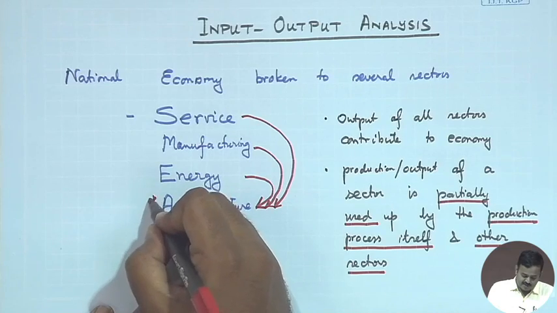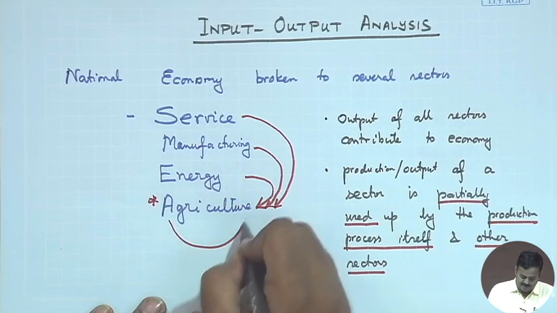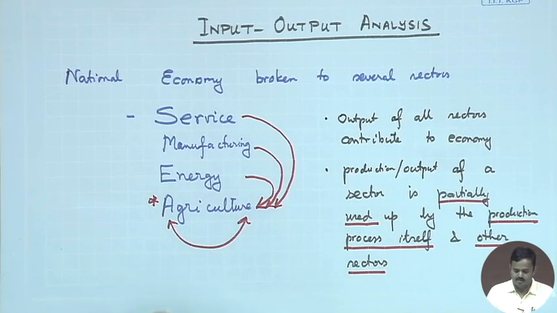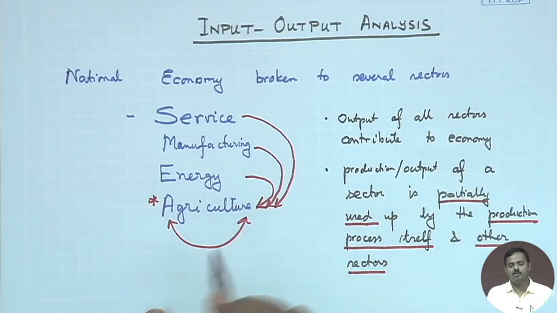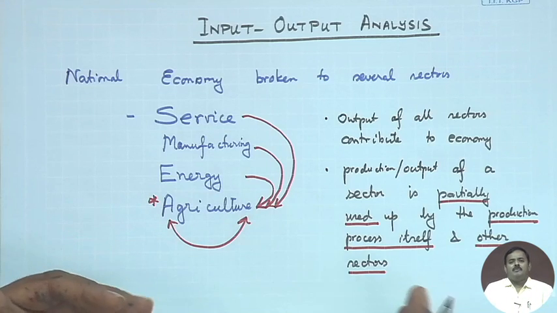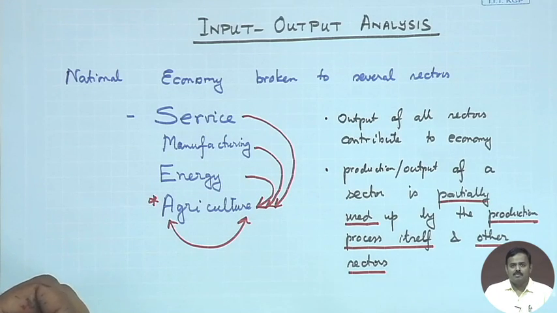And what about agriculture itself? Yes, of course, because part of the agricultural harvest or output forms the seeds. All right. So, this is important. You can see that the output of all the other sectors forms input to the agricultural sector. Okay. And there are various other examples.